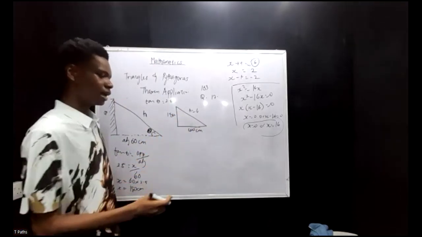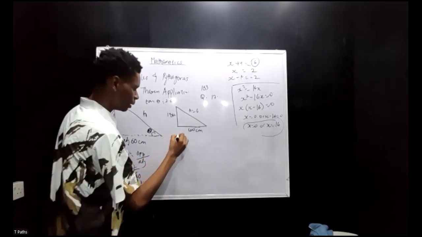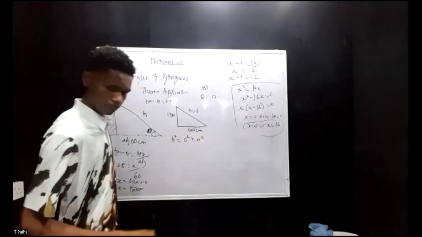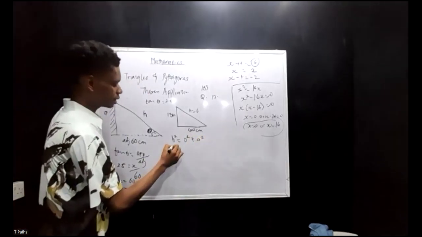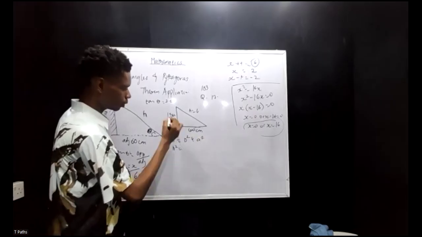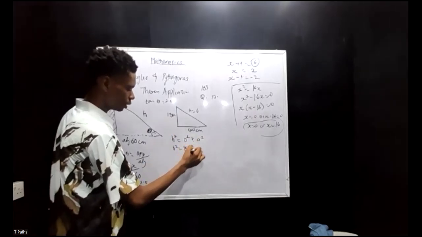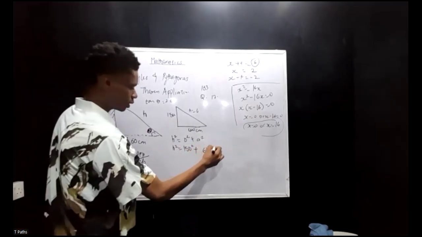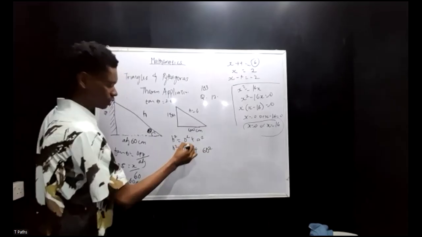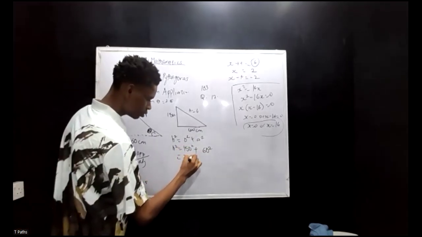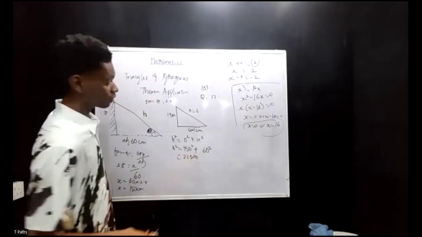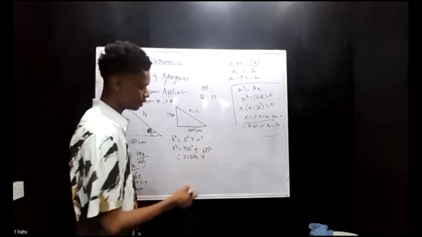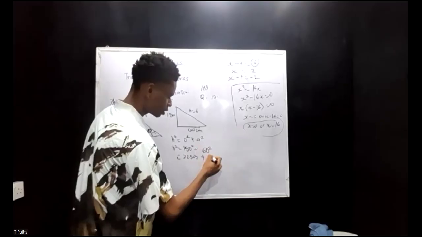To get the length of the ladder, I can use Pythagoras theorem, which says hypotenuse squared is equal to opposite squared plus adjacent squared. So this is hypotenuse squared equal to opposite, which is 150 squared, plus adjacent, which is 60 centimeters, 60 squared. So here I'll have the square of 150, which is 22,500, plus the square of 60, which is 3,600.